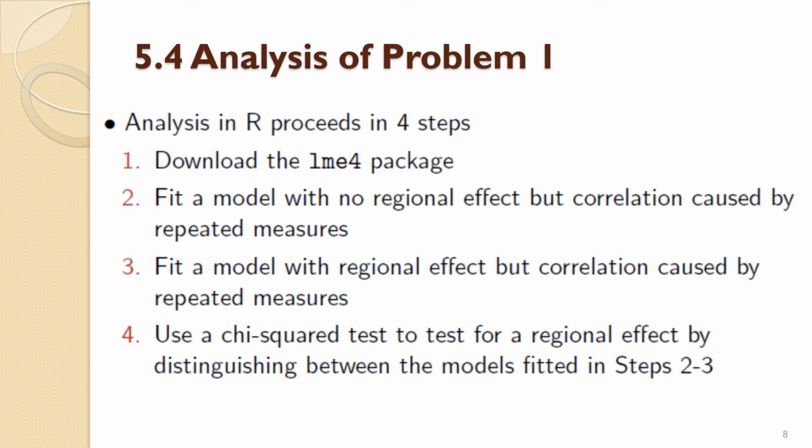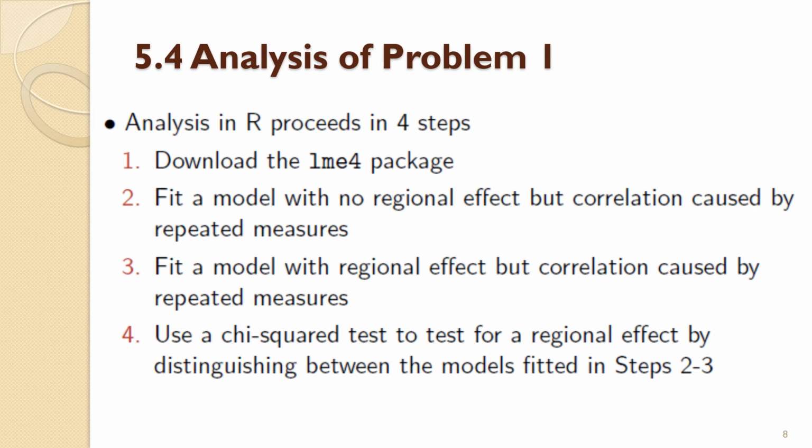So I wanted to go through then the professional standard analysis of problem 1. The analysis in R proceeds in 4 basic steps. The first thing is you need to download the lme4 package, and then what you need to do is fit 2 separate linear mixed effects models. So firstly, you fit a model with no regional effect but correlation caused by repeated measures, and then what you have to do in the third step is fit a model with a regional effect but correlation caused by repeated measures.